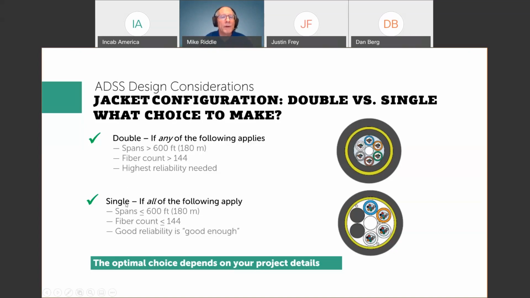Single jacket design, as long as all of the following apply, I think is a good choice. If the spans are less than 600 feet, if your fiber count is 144 or lower, and if good reliability is good enough, it's a fine choice. So on this particular design aspect, the optimal choice depends upon your project details, what you're trying to do.